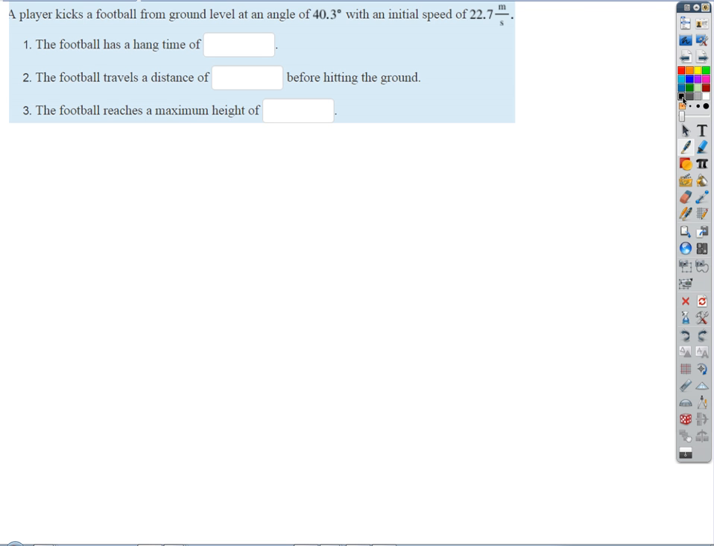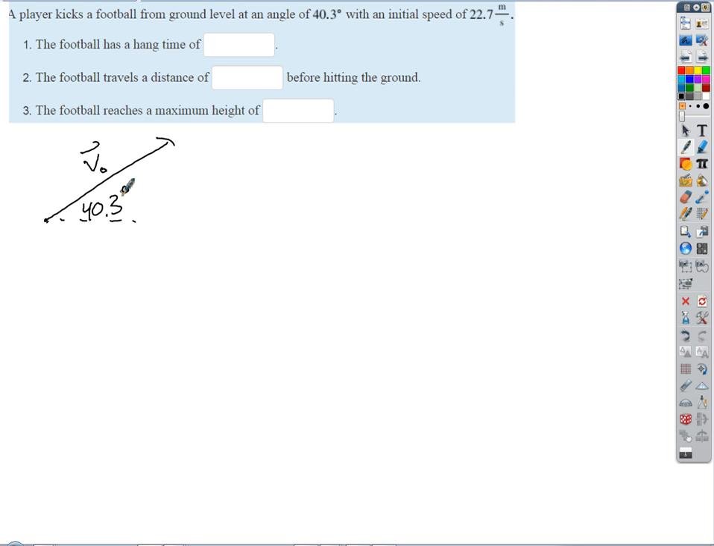So as it leaves the person's foot, it's leaving with an initial velocity of 22.7 meters per second at 40.3 degrees, right? So what must I do with that initial velocity vector? Remember, the whole point when we do projectile motion problems, our strategy is to break it up into horizontal and vertical components because the acceleration of gravity is strictly vertical, right? So that's not horizontal or vertical. I need to find the components that are horizontal and vertical, right?